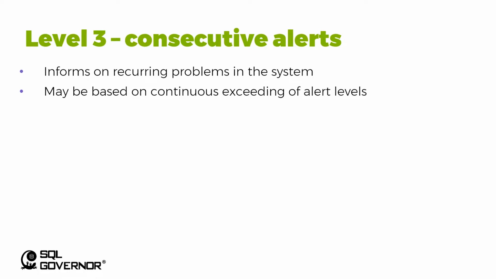The next topic is consecutive alerts. And this is an alerting mechanism that is relatively simple, actually very simple, but it's very smart. You just have to know when to utilize it and when not to. So consecutive alerts, they inform on recurring problems in the system that may be based on continuous exceeding of alert levels.